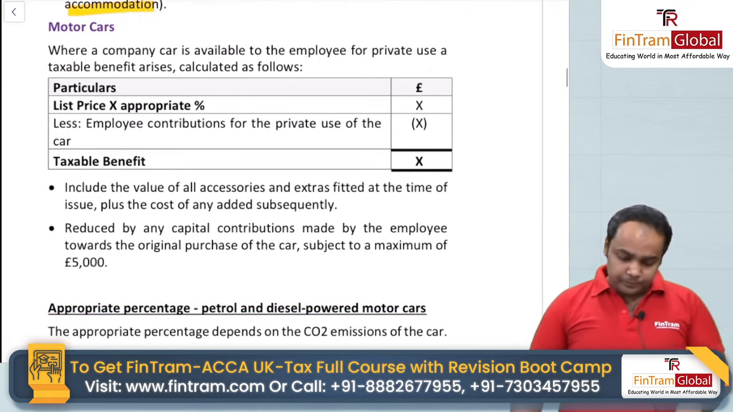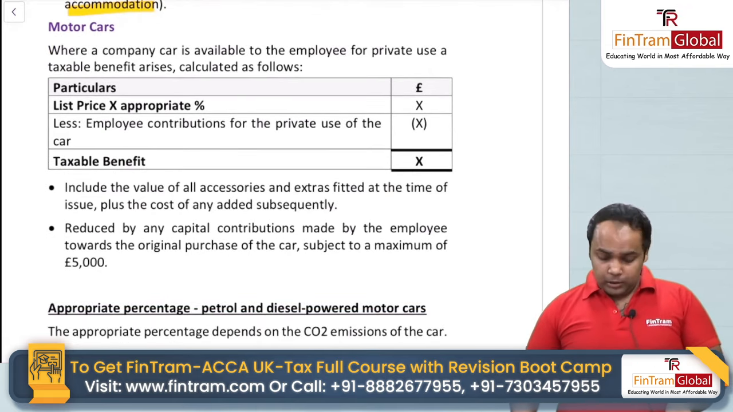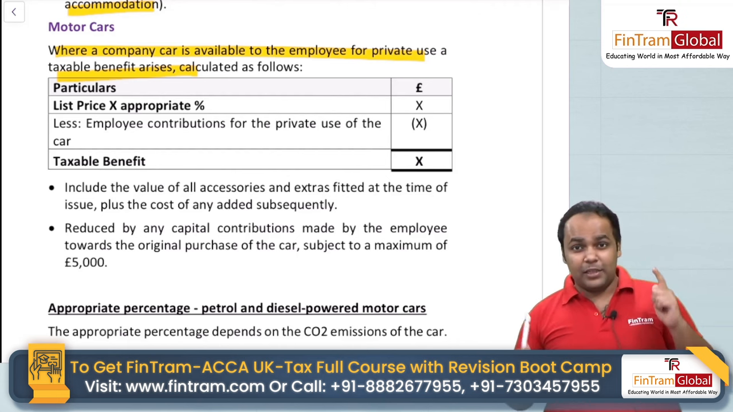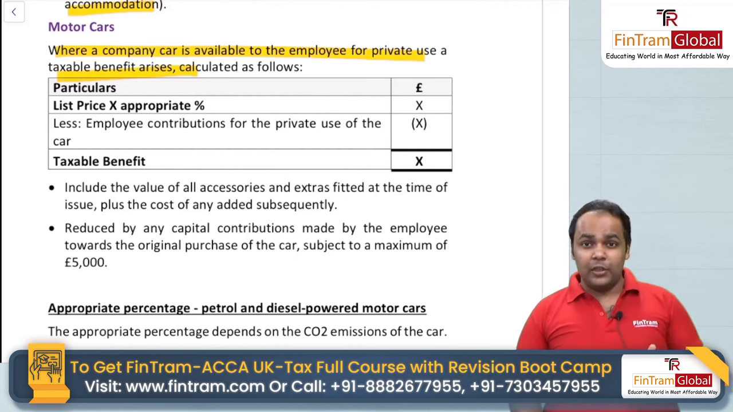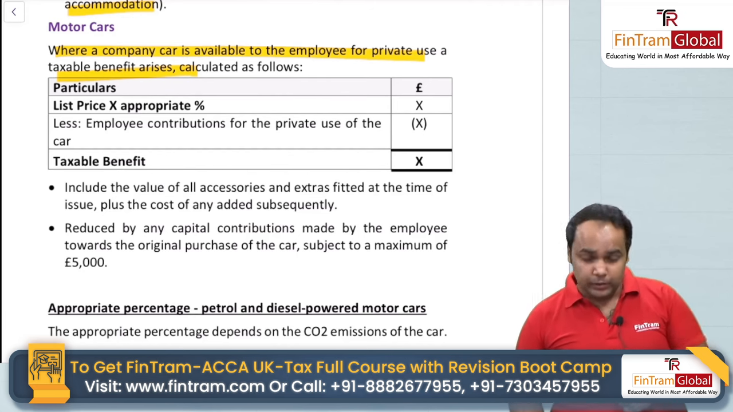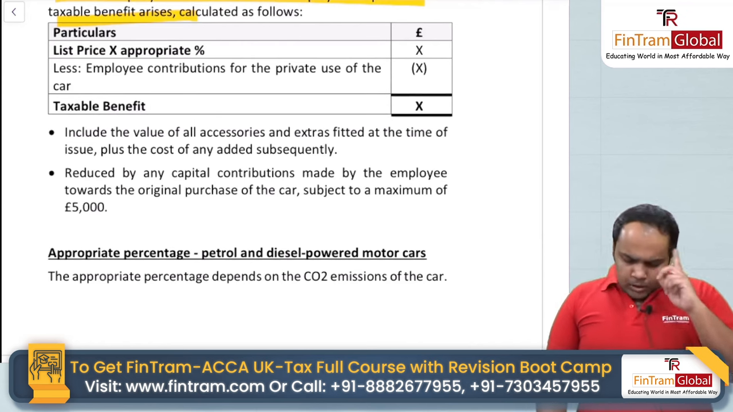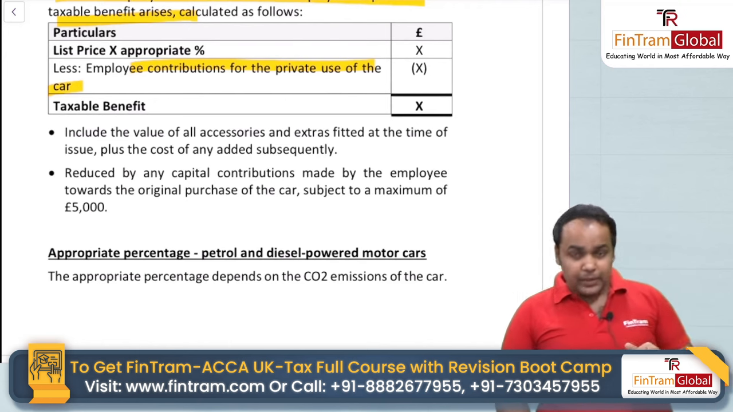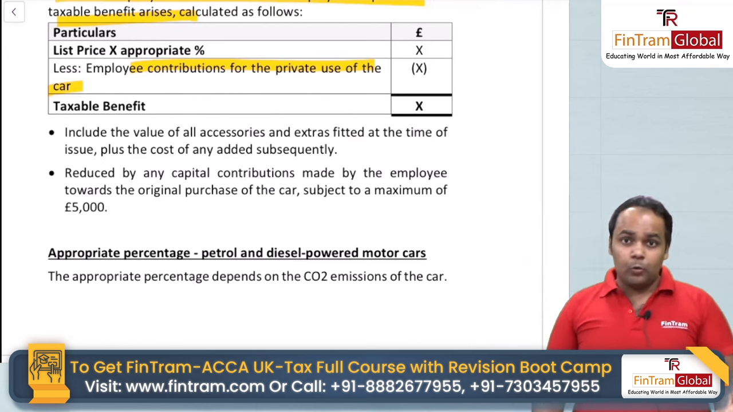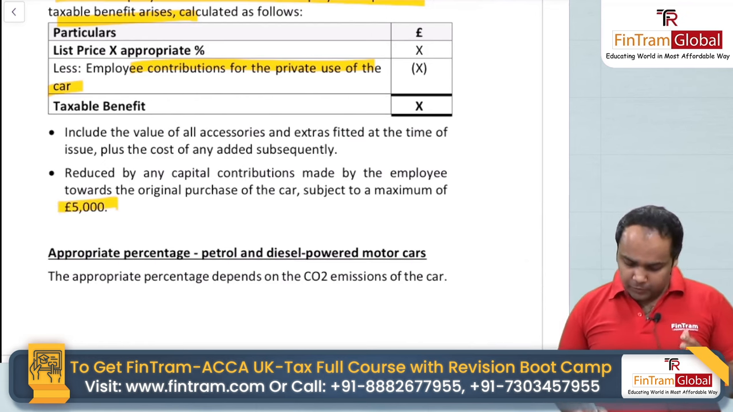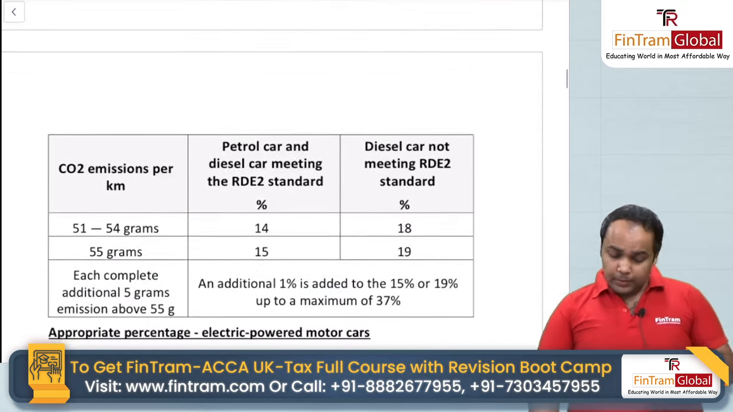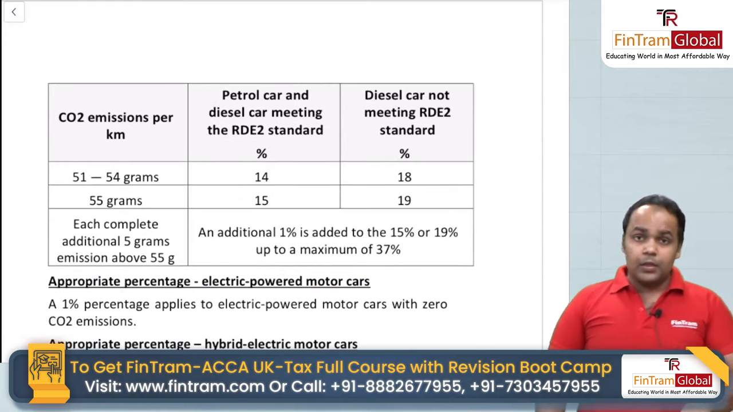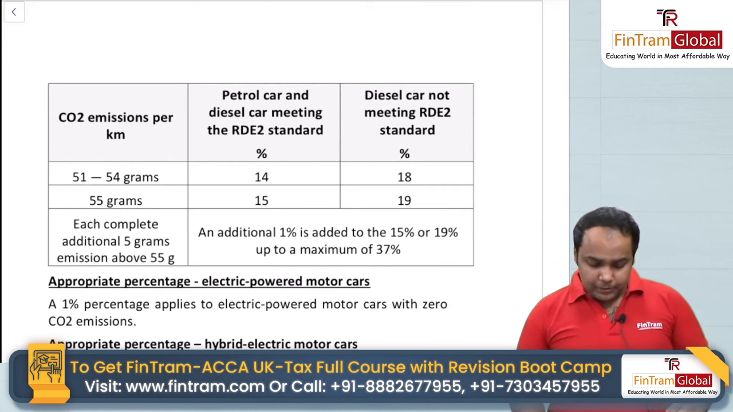Coming to motor cars again, when a company car is made available to the employee for private use, a taxable benefit arises: list price times the appropriate percentage. Remember our sessions, guys, we did a lot of questions on this. The appropriate percentage is based on the CO2 emissions and whether it's a petrol or a diesel car, less employee contributions for the private use of the car, and that would be the taxable benefit. Any capital contributions made by the employee towards the car will be deducted as well, up to a maximum of £5,000. Remember, guys, the appropriate percentages will be given to you in the examination.